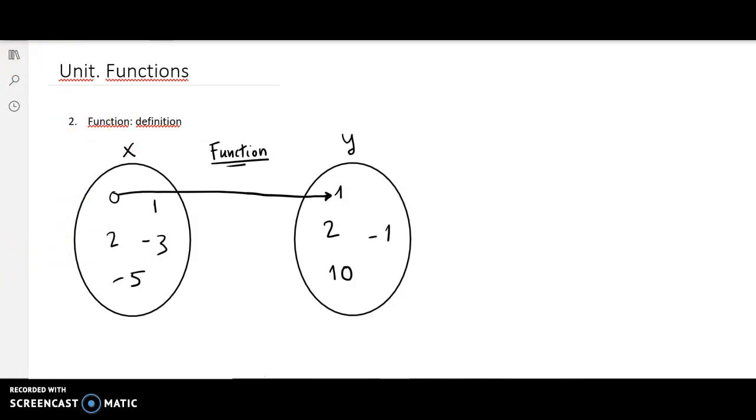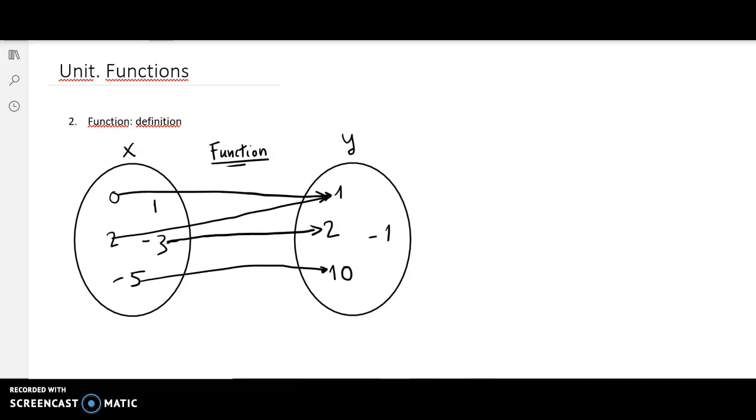So from -3, we have another relationship. It can go to 1 or it can go to a different number. And this with the rest of numbers.